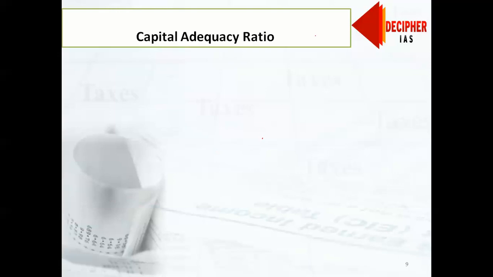Capital adequacy ratio, CAR, is equal to the bank's capital in the numerator upon the risk-weighted assets of the bank. Okay. So the basic approach of the capital adequacy framework was that a bank should have sufficient capital or money, to say it crudely, to provide a stable source to absorb any losses arising from the risks in the business.